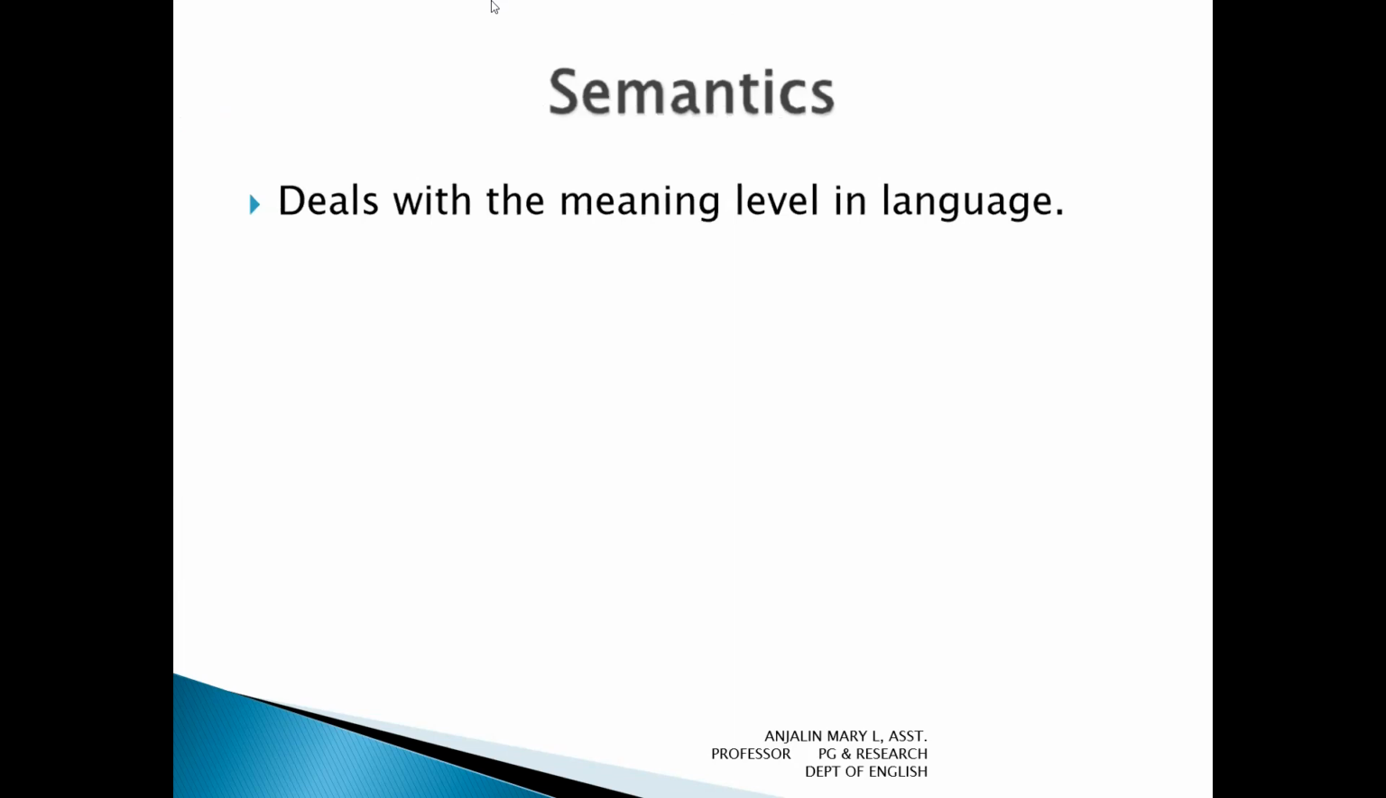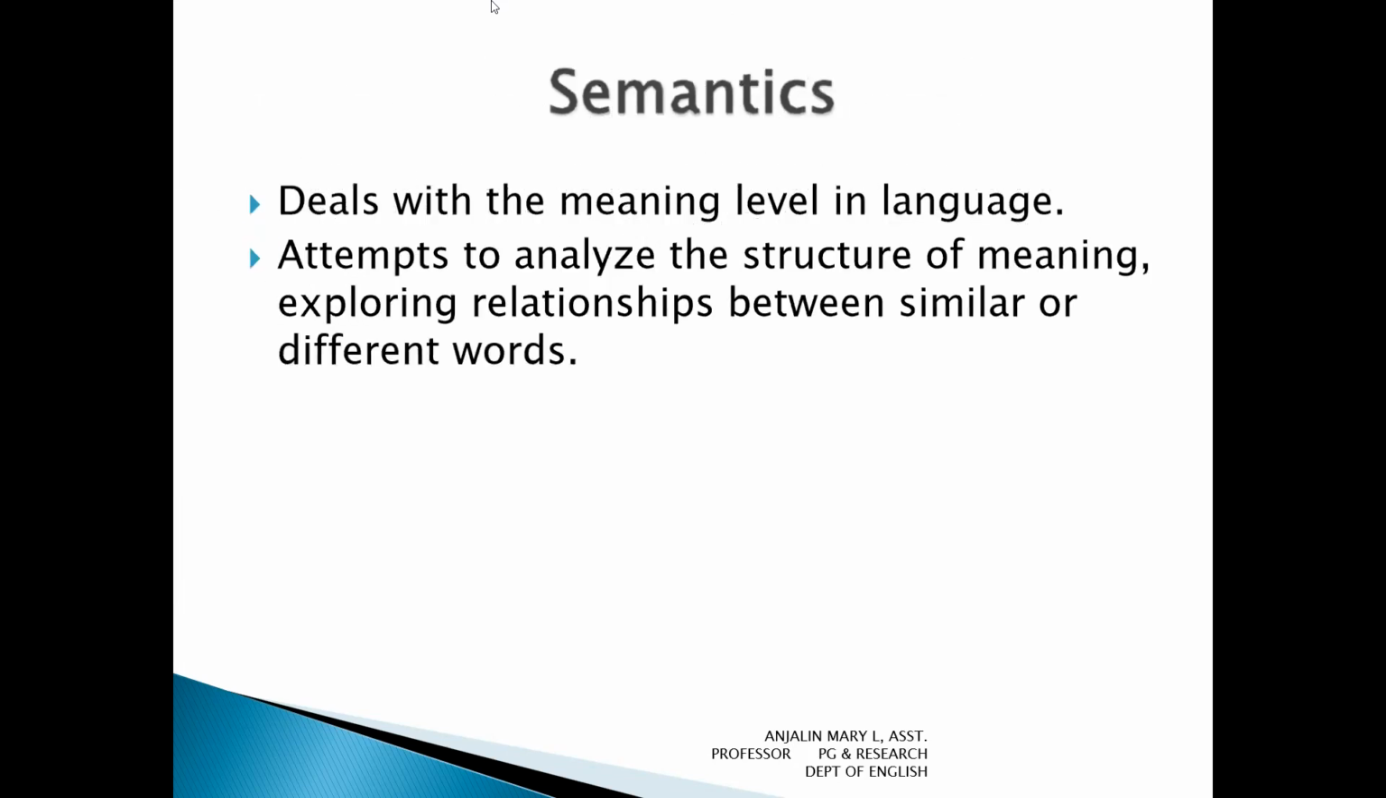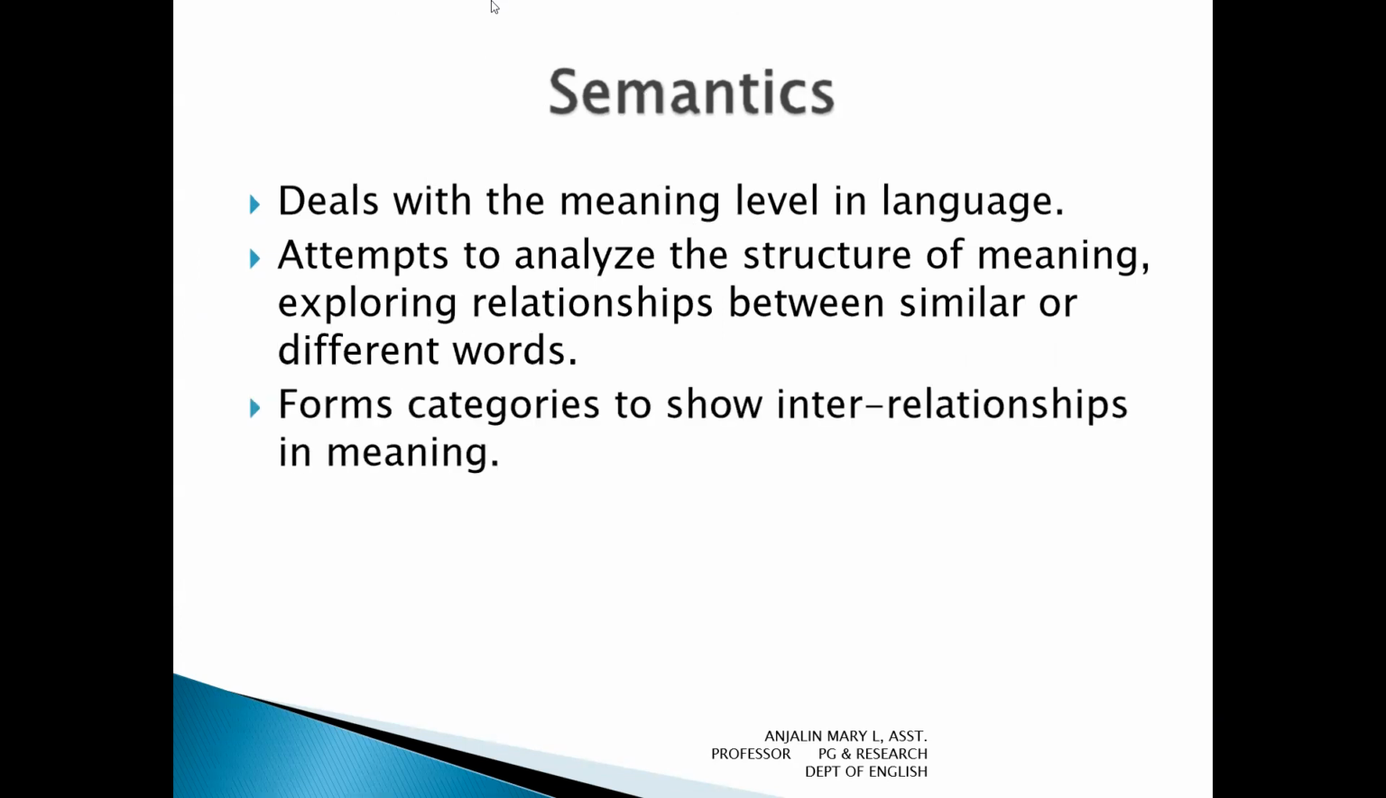The next is semantics. So semantics deals with the level of meaning in a language. And what does it attempt? It attempts to analyze the structure of meaning in a language, that is, how words are similar or different, or how words are related. And it also attempts to show this interrelationship through forming categories. So how words are interrelated to each other. How do you find it? With the help of forming categories.